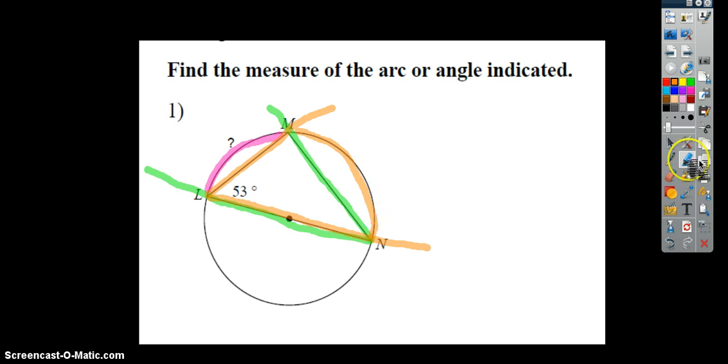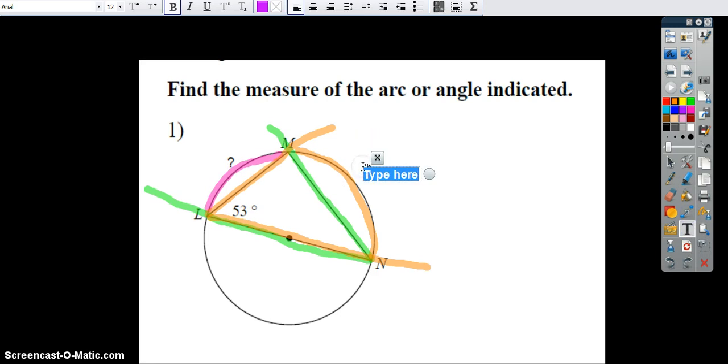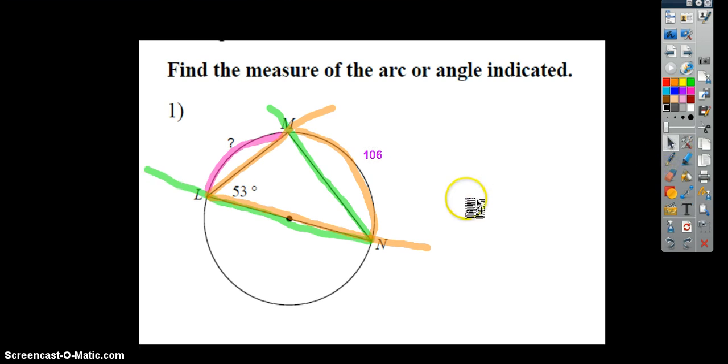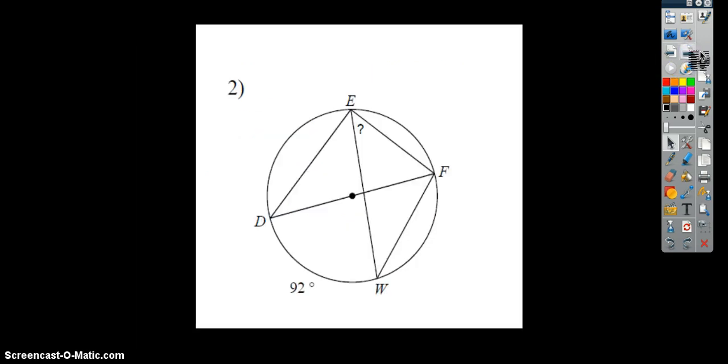So pretty much you start out saying, what can I figure out here? Well, if this angle is 53, then the arc intercepted by it is going to be twice that, which is 106. And we just said that everything on one side of a diameter has to add up to 180 degrees. So that's how I can find this angle right here. Let's see if I can squeeze one more in before the video ends.